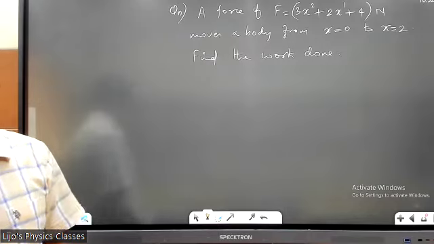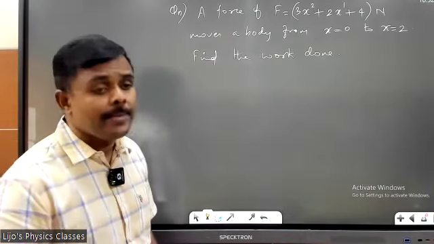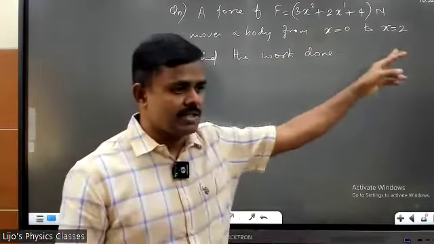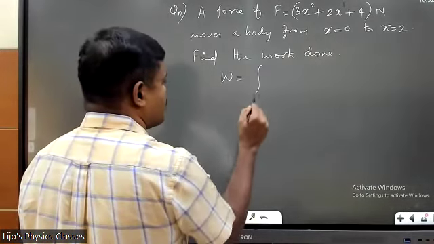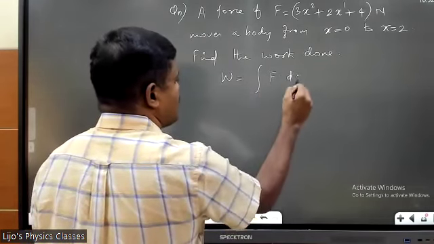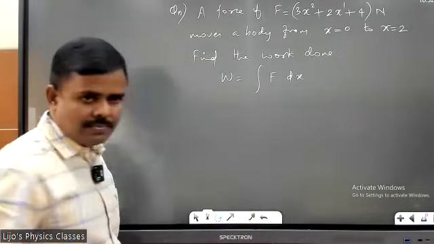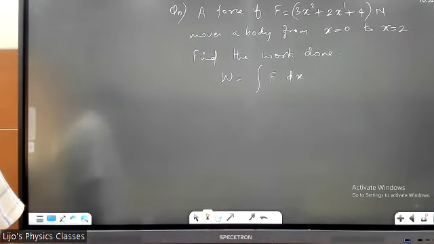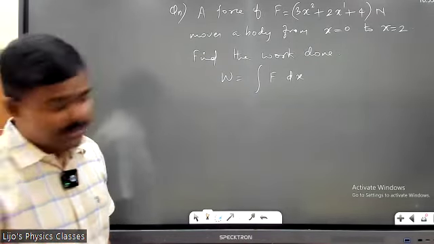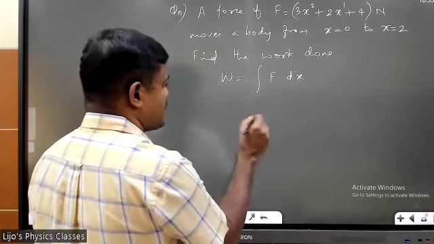A force of 3x square plus 2x raised to 1 plus 4 newton displaces the body from x equal to 0 to x equal to 2. Find the work done. Write this. Work done is equal to integral f dx. That is the standard equation for work done. All of you online, do you follow? So integral f dx.